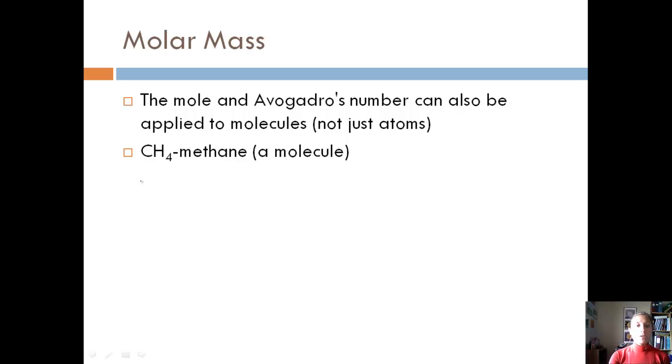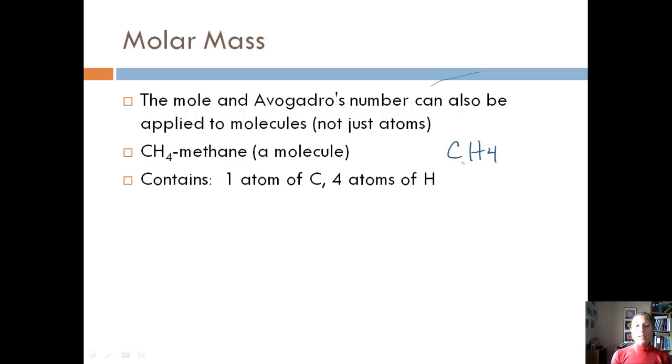And so let's take an example. We have CH4, which is called methane. It's a molecule because we've got more than one atom put together. If you take a look at the way the chemical formula is written, CH4, this means that there is one atom of carbon and 4 atoms of hydrogen. Because remember, we can look at the subscripts to find out the quantity, and if the subscript is 1, we don't write it.